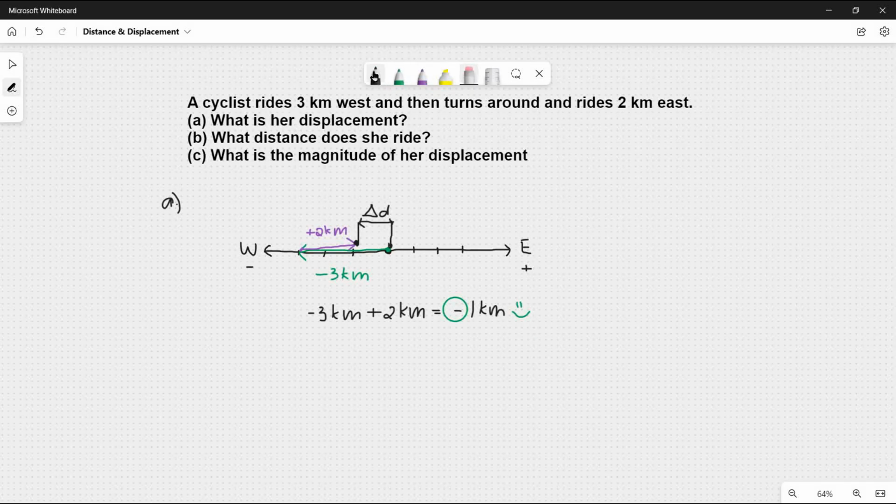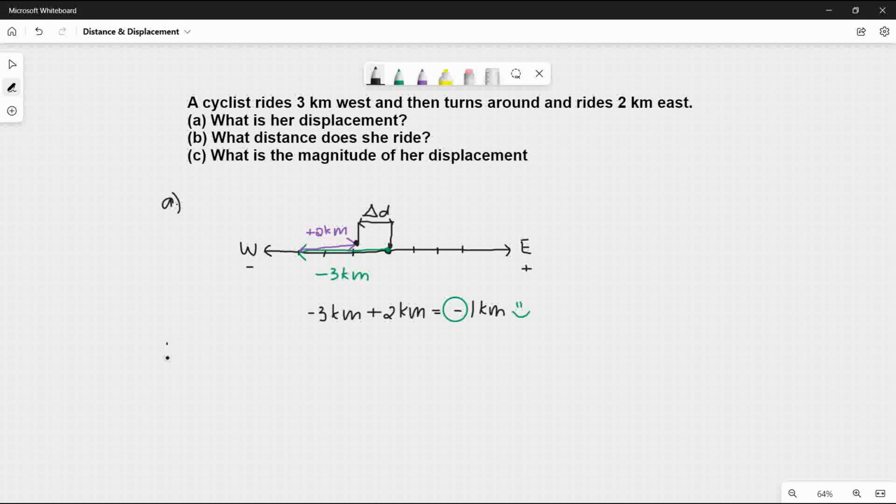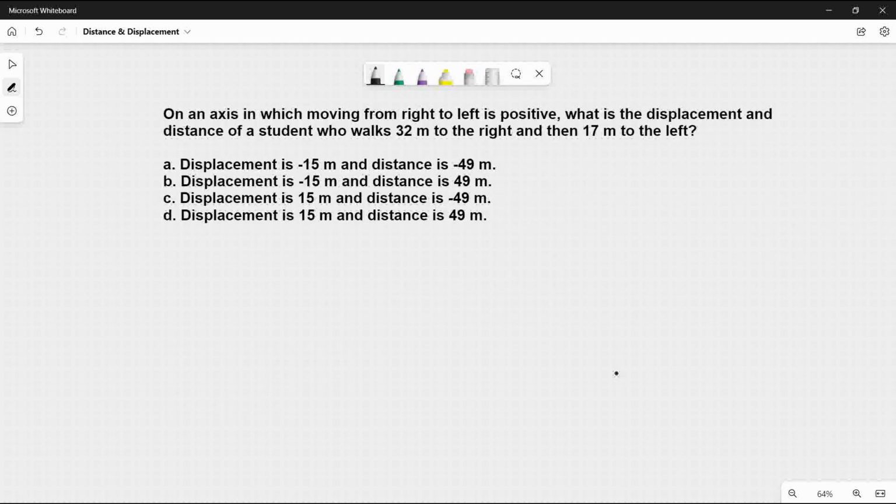So now we have to look for the total path along which the cyclist rides. Remember that distance is a scalar quantity, therefore the direction does not matter. So that is 3 plus 2 kilometers, total of 5 kilometers. Now the magnitude of her displacement is simply 1 kilometer. Now try to answer this next example by yourself.